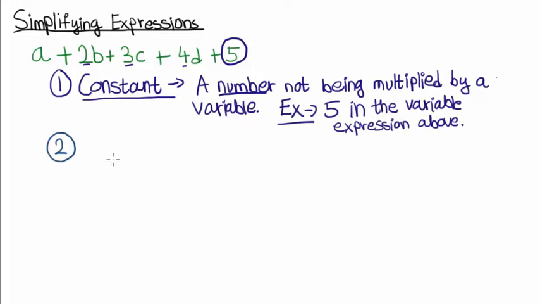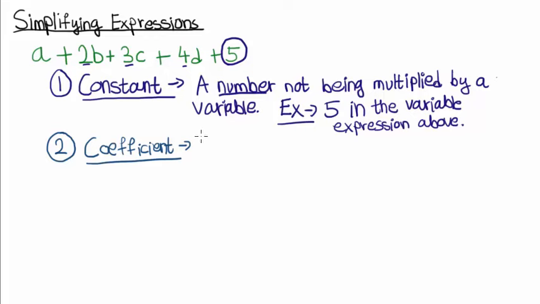Now, a second part of any variable expression will be what is known as a coefficient. Now, a coefficient is simply the number that is in front of the variable. Basically, it is the number that you multiply the variable by, and it is right in front of the variable itself. So, if we look at the variable expression above again, what is an example of a coefficient? Or more appropriately, what are the examples of coefficients?